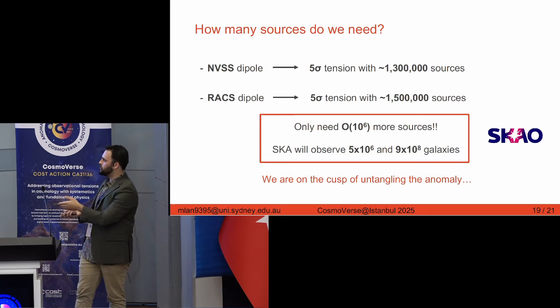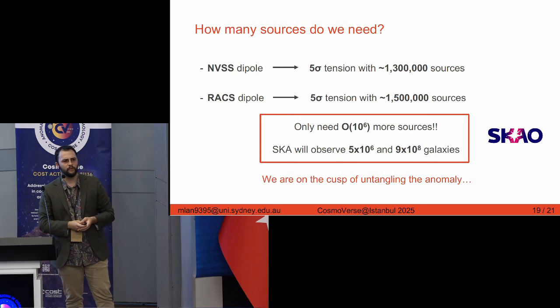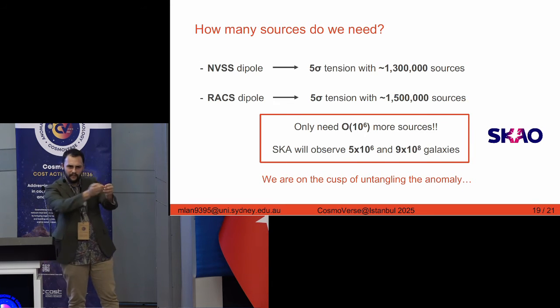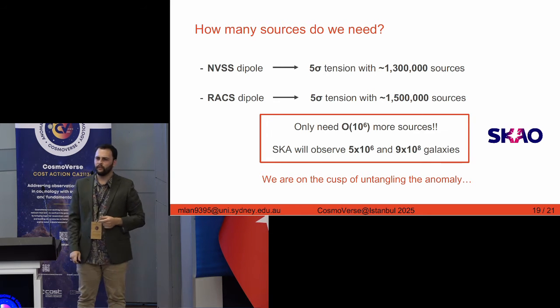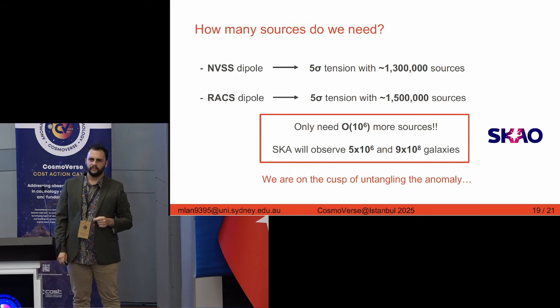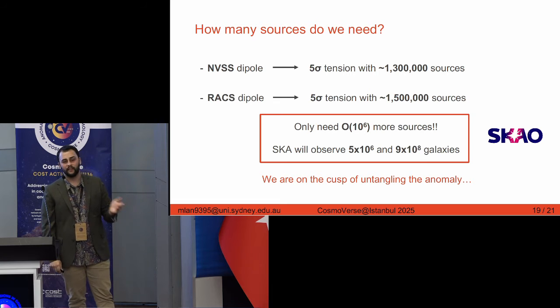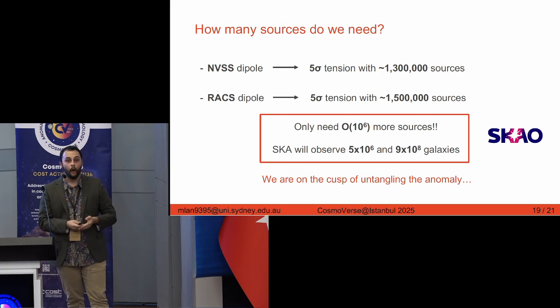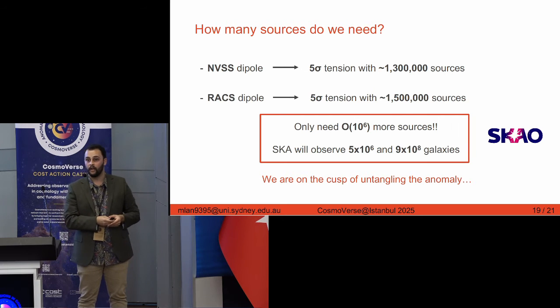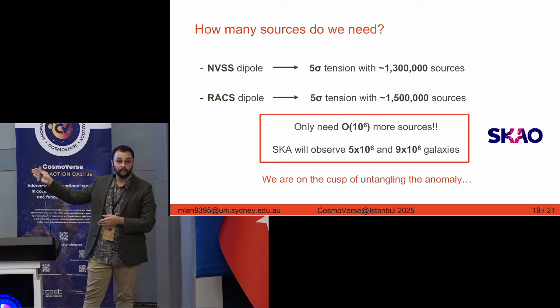And looking towards the future, we're on the cusp of doing this. If you assume the NVSS-centered location in parameter space for the dipole, you can get a 5 sigma measurement with only around 1.3 million sources. If you assume the same thing for RACS, that's 1.5 million. And in the context of large surveys coming up, such as SKA, we're going to have a plethora of data, and we're on the cusp of untangling this anomaly.